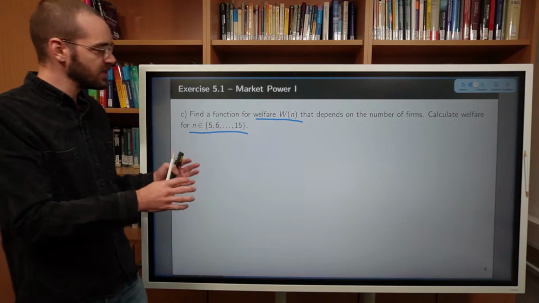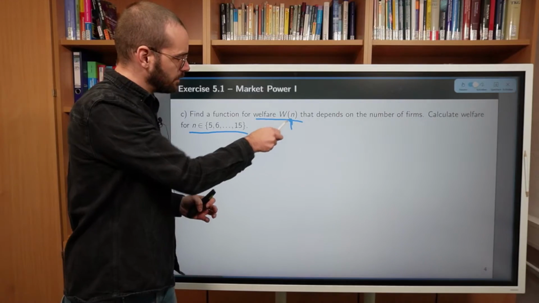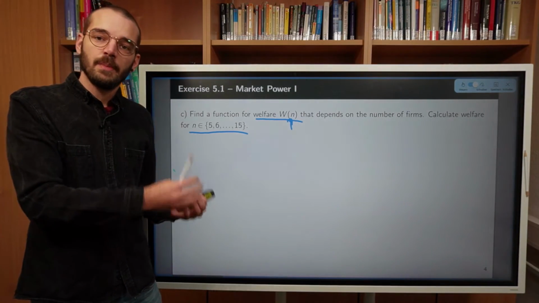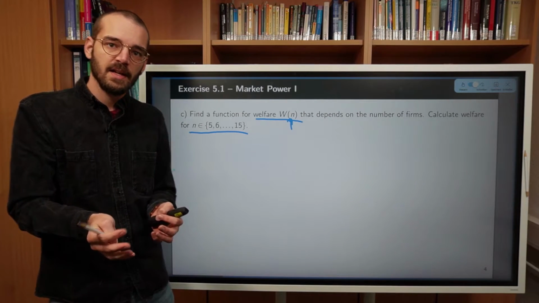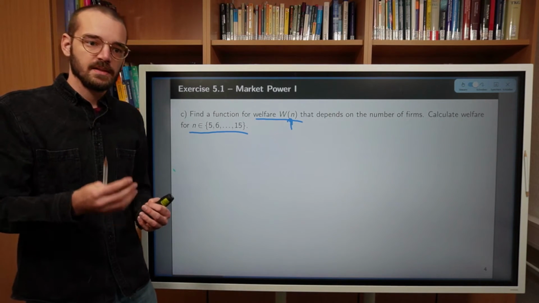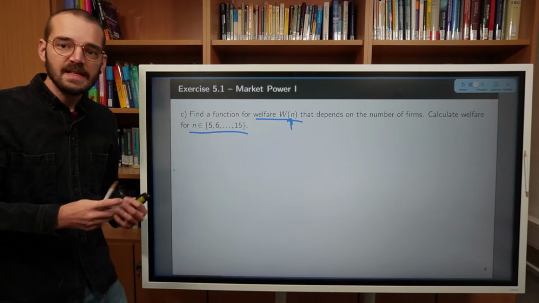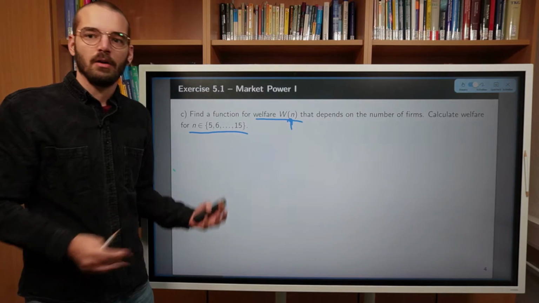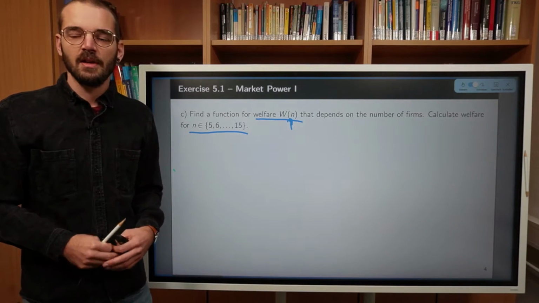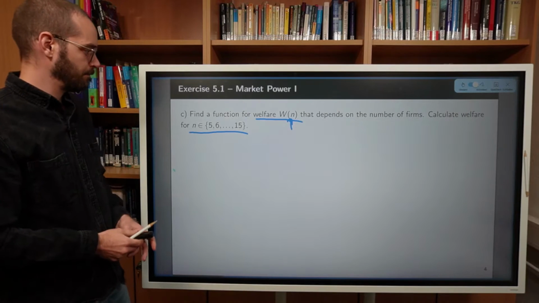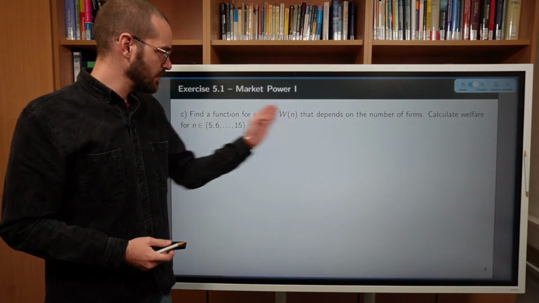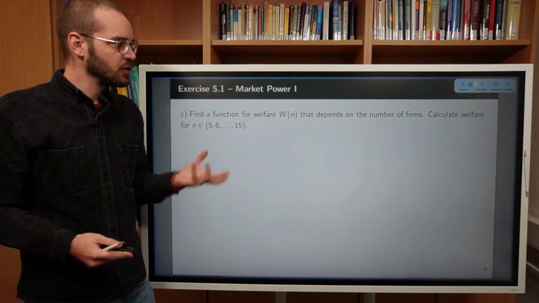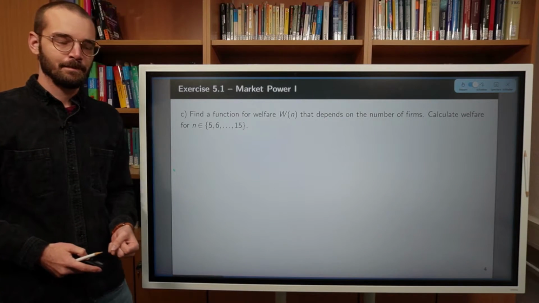All right. So we first need to find this function, or this generalized mapping from the number of firms to welfare in the market. And then in the subsequent step, we can very easily calculate the welfare for this set of specific numbers of firms in the market. Okay, let's start with this first step. Let's find the function for welfare as a function of the number of firms in the market.